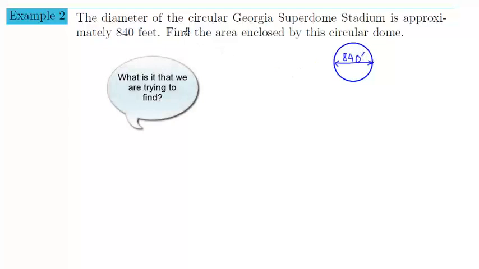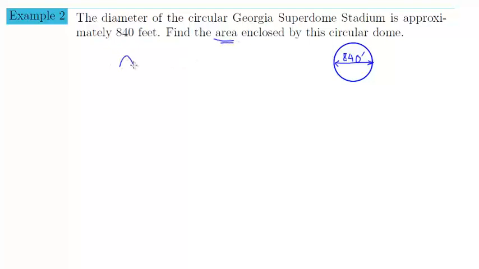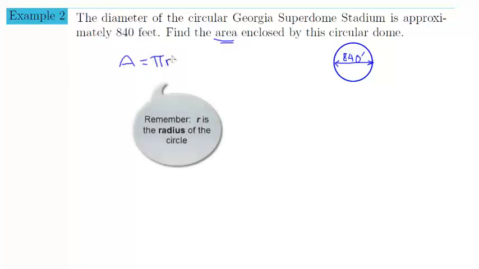Now, what is it that we're trying to find? Look at the last sentence of the problem. We're trying to find the area enclosed by this circular dome. But we know the formula for the area of a circle. We talked about that a little bit ago. The area of a circle is pi times r squared, where r is the radius of the circle.